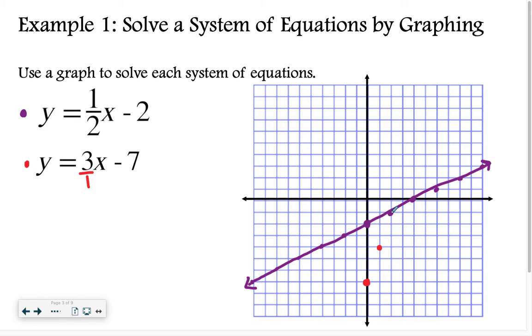Up 3, run 1. Up 3, run 1. Then it goes off my graph. Okay, so let's see how I do with trying to draw this line. Okay, not great, but not terrible.